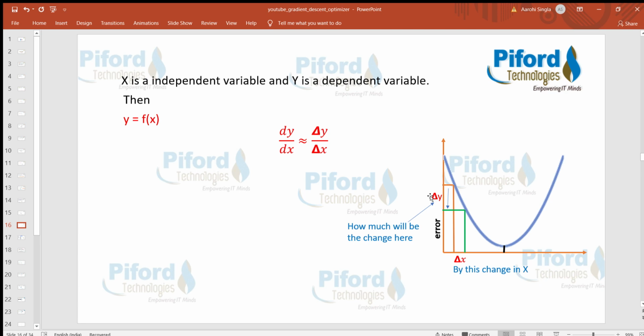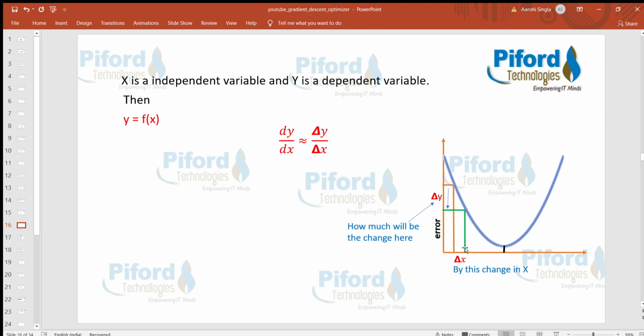Delta means change. Delta x and delta y. What we are saying is, if there is a change in x, then what would be the change in y? Suppose the x value is here, this is the x value right now. At that time, the y value is this. And then we have changed the value of x a little bit, right?